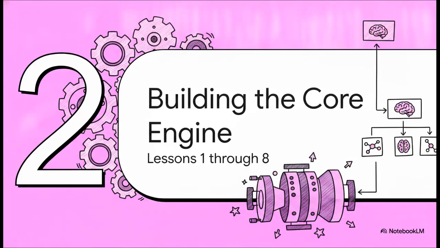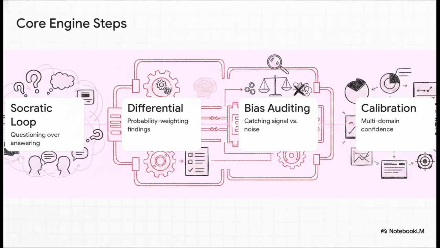Moving right along to Part 2, building the core engine, which covers lessons 1 through 8 of the framework. To fix this invisibility problem, we literally have to build a core cognitive engine from the ground up. And this machinery is assembled in very deliberate, methodical steps. It all kicks off with a Socratic loop. That means forcing a genuine attempt at reasoning before you ever reveal an answer, mostly because questioning a learner changes what they retain way more than just feeding them facts.